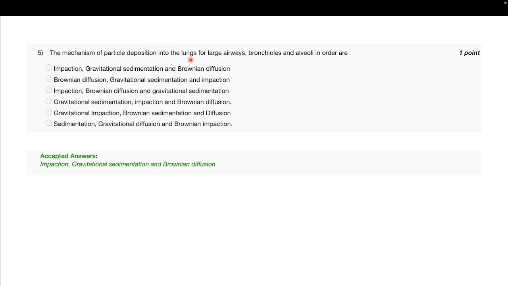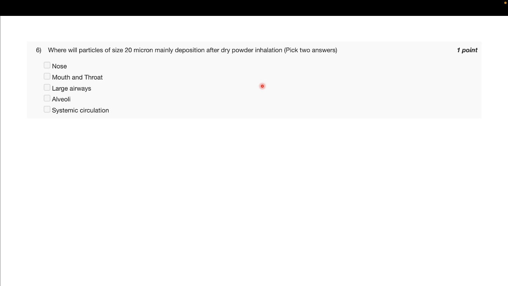Is this clear? Okay, thank you. So the next question is, where will particles of size 20 micron mainly deposit after dry powder inhalation? We have to pick two correct options. So if you know the answer, you can volunteer for the same, or we'll discuss later on.